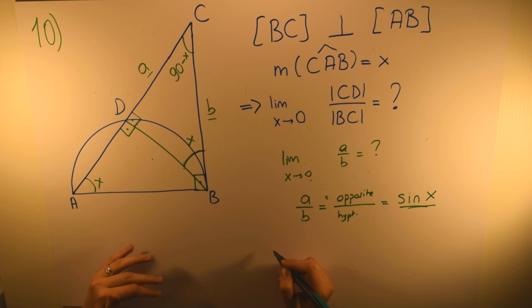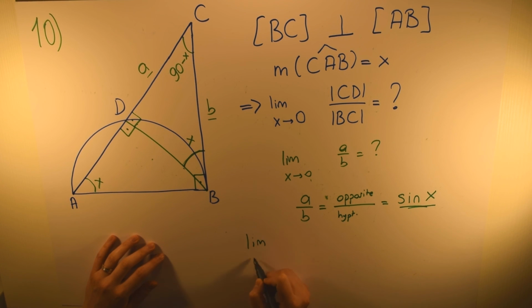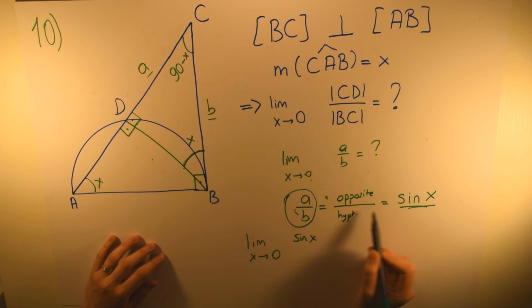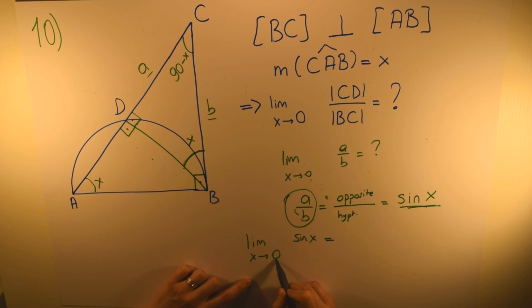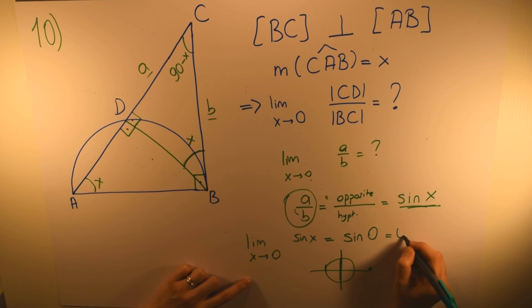Why? Because I know limit as x approaches 0, sine x. So instead of A over B, I can write sine x, right? So all I need to do is to put this value instead of x. So this is equal to sine 0, and as you know, sine of 0, it's here on this line, so sine 0 is equal to 0.